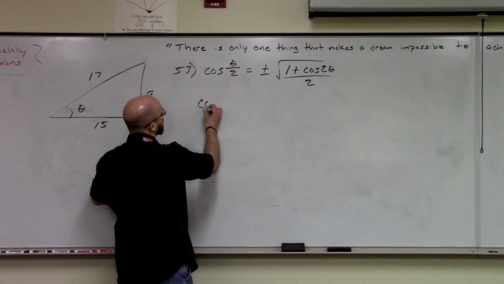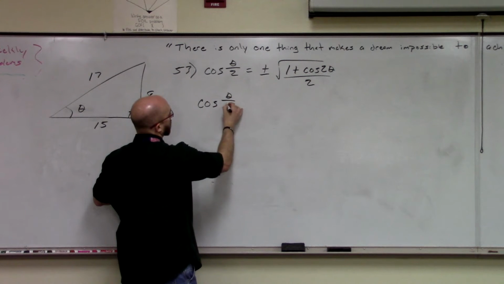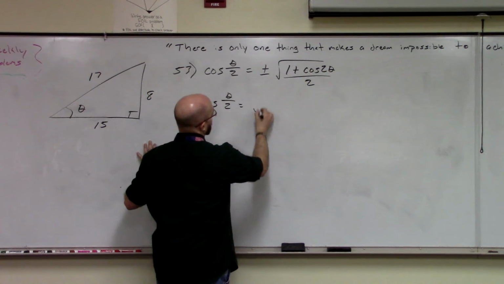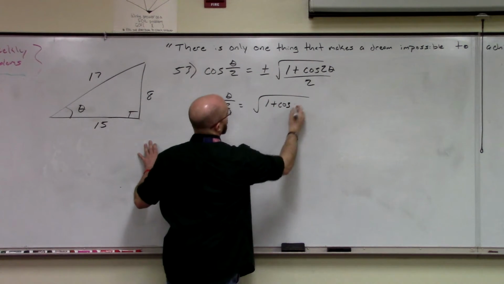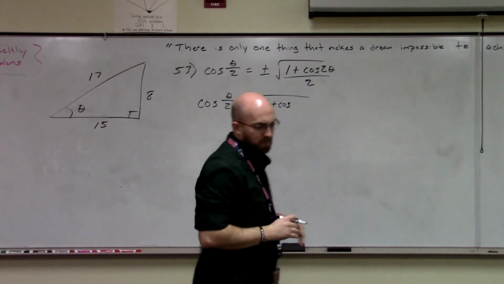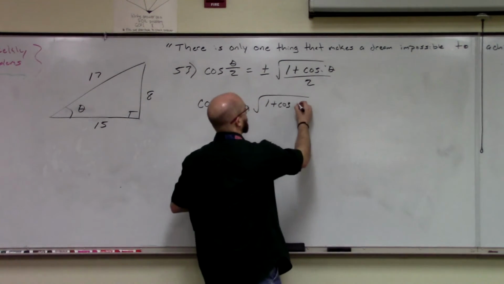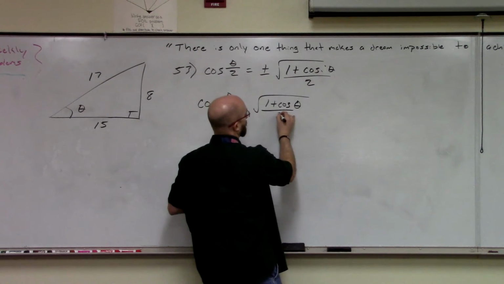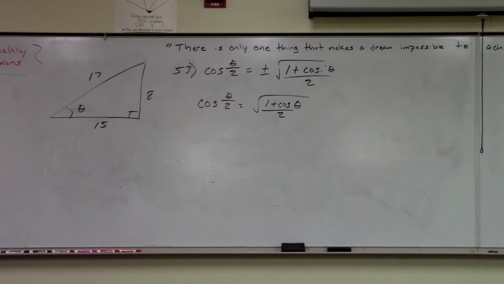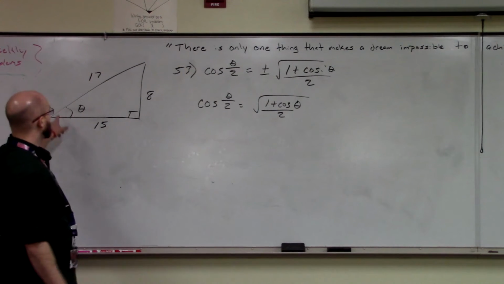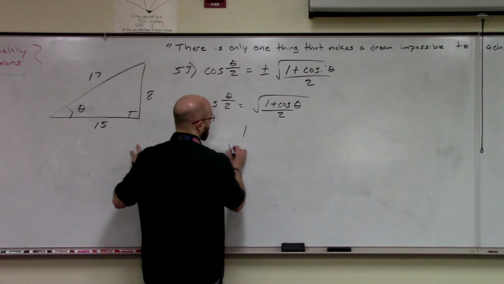So cosine, sorry, there's no 2 right here. My bad. Theta over 2. My bad about that, it's just cosine theta. So, plug in what we have. Cosine theta is 15 over 17. So, 1, it's all square root.